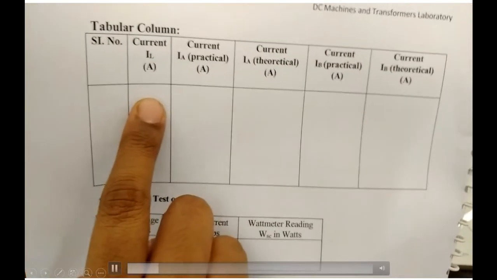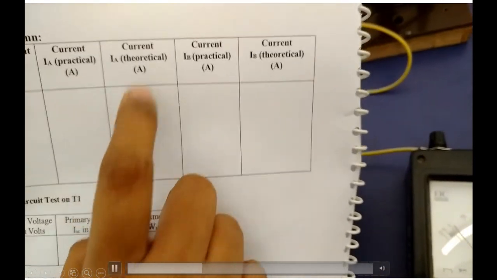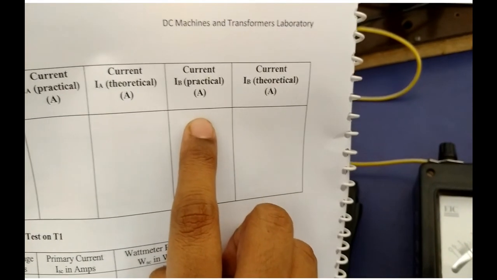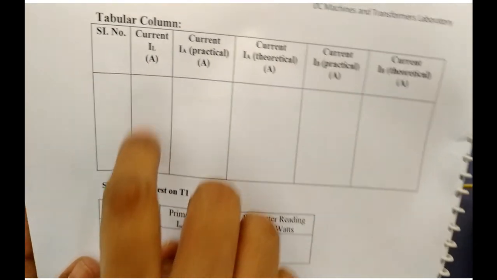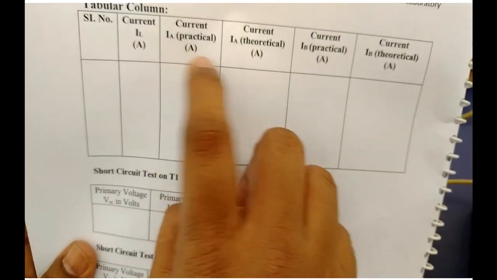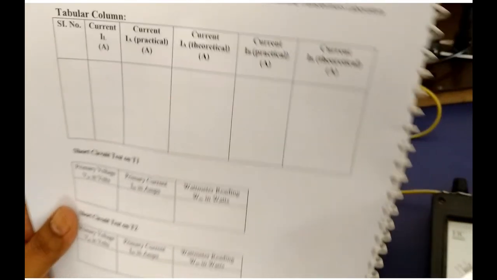First thing, note down the load current IL, IA, the first transformer current, and IB, the second transformer current. Increase the load in steps and take the readings of IL, IA and IB, till the rated current.